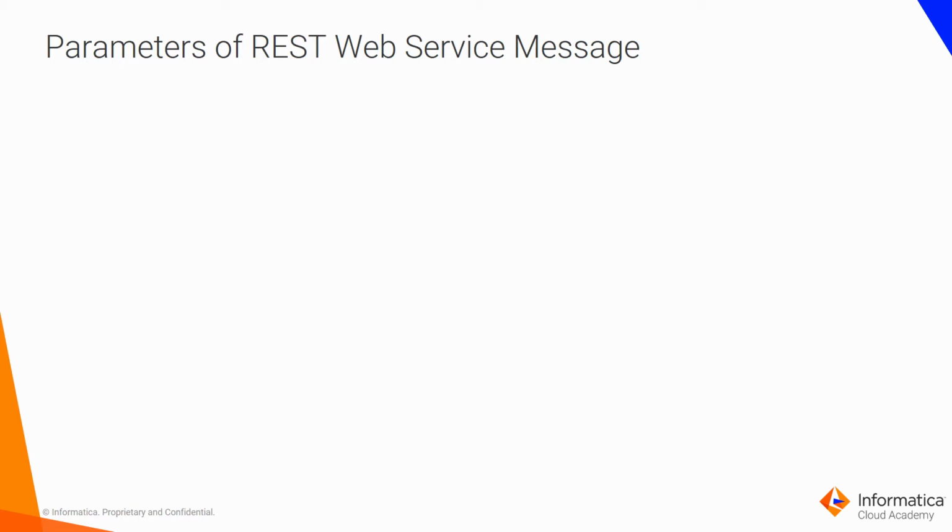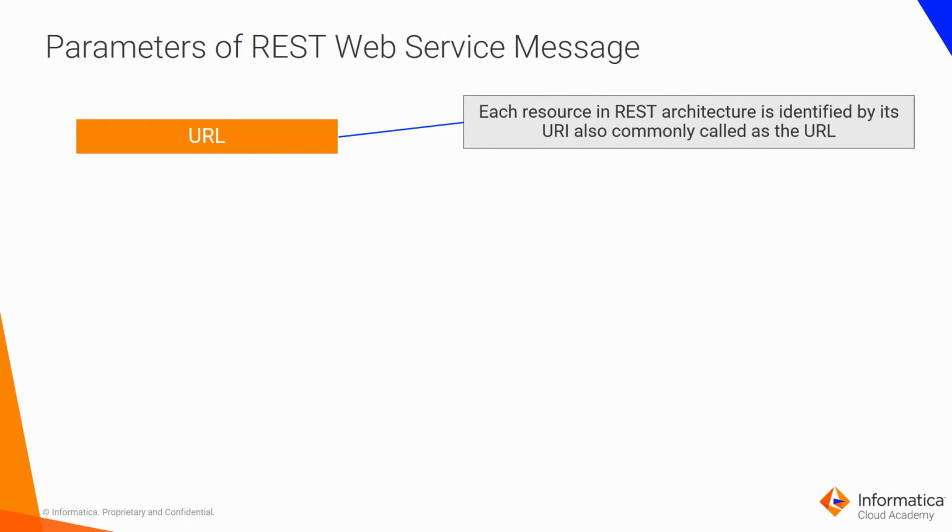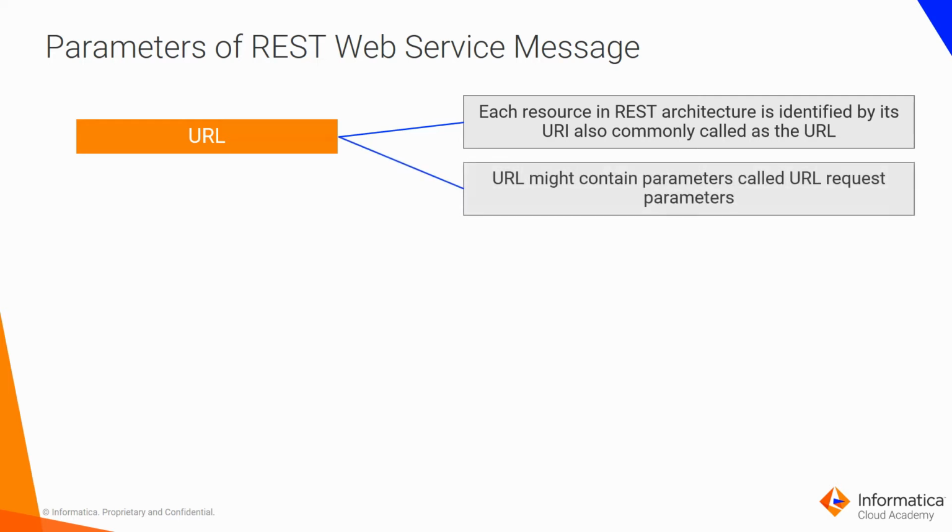Now that we understand what is a web service, we will now discuss what are the different parameters of a RESTful web service request message. URL. Each resource in REST architecture is identified by its URI, commonly known as URL. Purpose of a URI or URL is to locate a resource on the server hosting the web service. We can pass parameters in the URL which can be used to process the request. Such parameters are called URL request parameters.